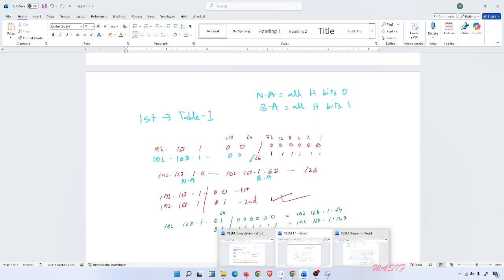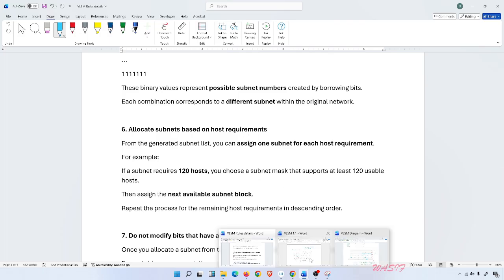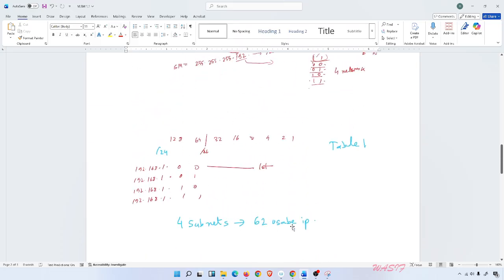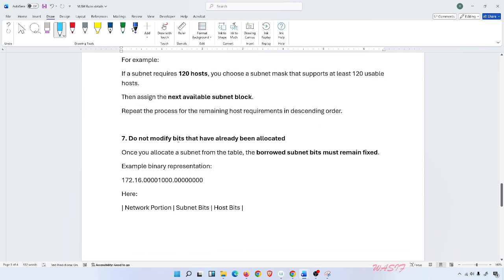Now allocate subnets based on the host requirements. According to table 1, you have got 4 subnets, each of them 64. Just take one subnet and put it to a particular department. Do not modify bits that have already been allocated. Once you allocate a subnet from a table, the borrowed subnet bits must remain fixed, so you cannot modify them.